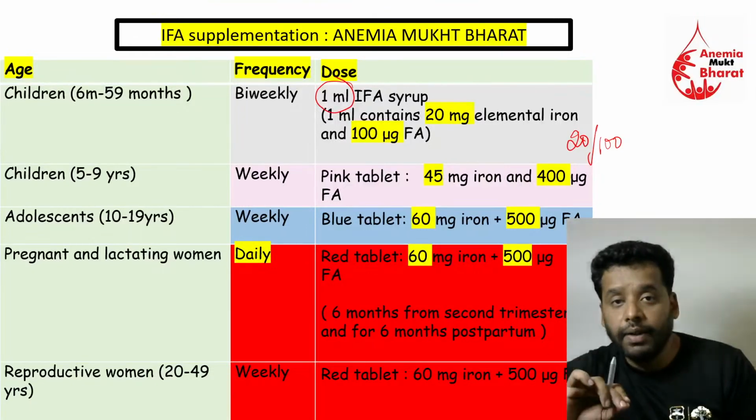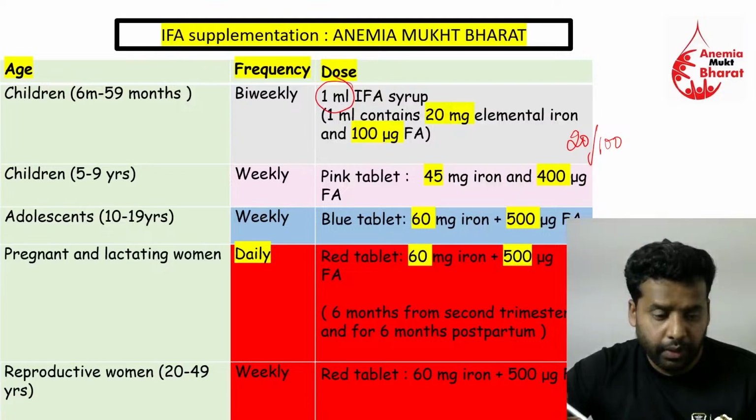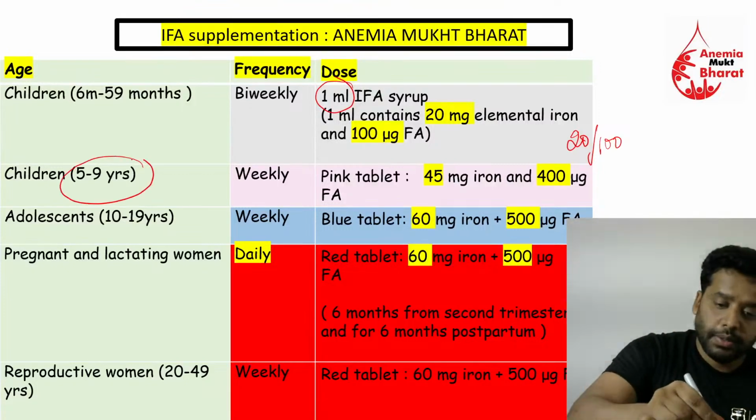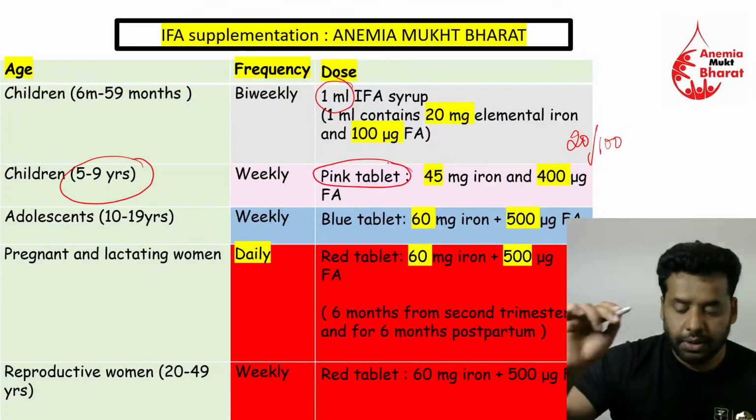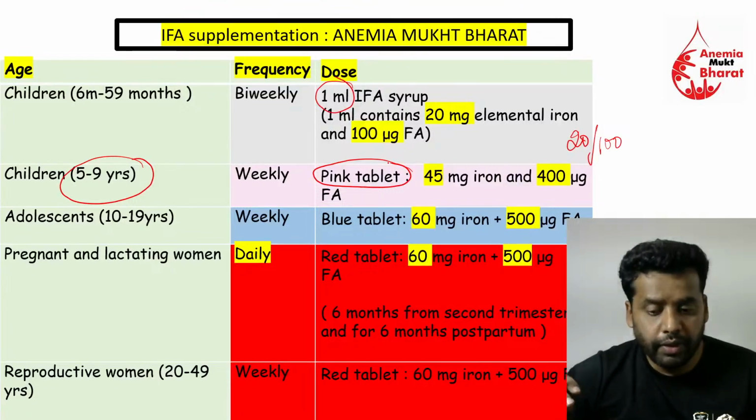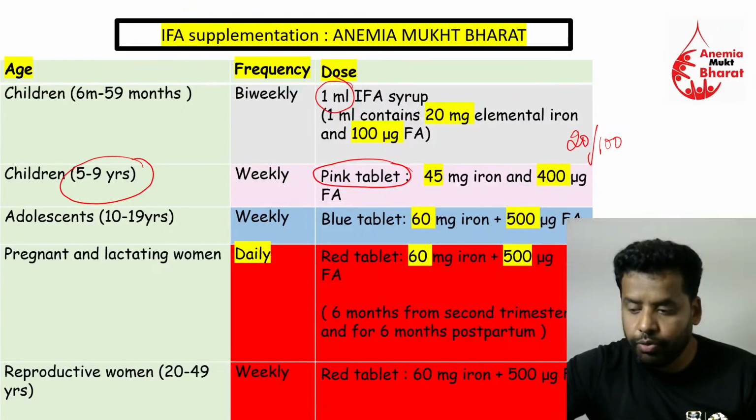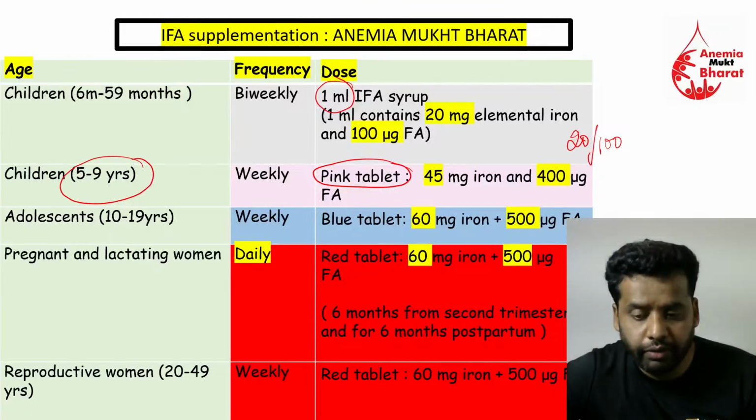So we are giving it bi-weekly, meaning twice in a week. For 5 to 9 years, a pink color tablet weekly once. Pink color tablet weekly once. What is the composition of the pink tablet? It is 45/400.